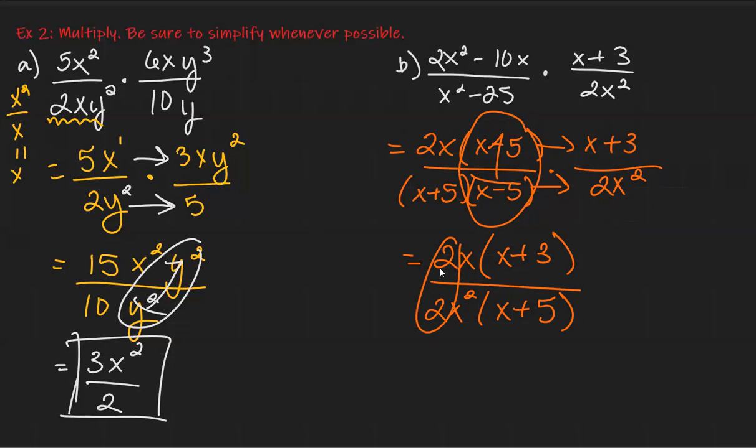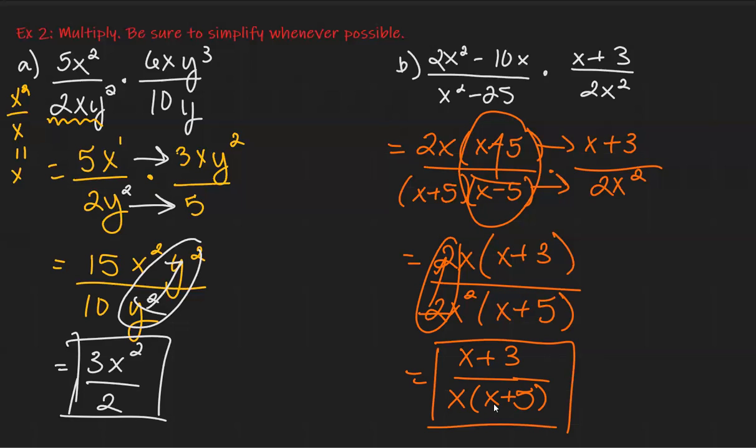This 2 and this 2 divide each other out to become 1. X divided by x squared, 1 minus 2, that's negative 1. X to the negative 1, we throw it to the denominator to be positive. So we get x plus 3 in our numerator over x times x plus 5 in our denominator. And that is our final answer here.